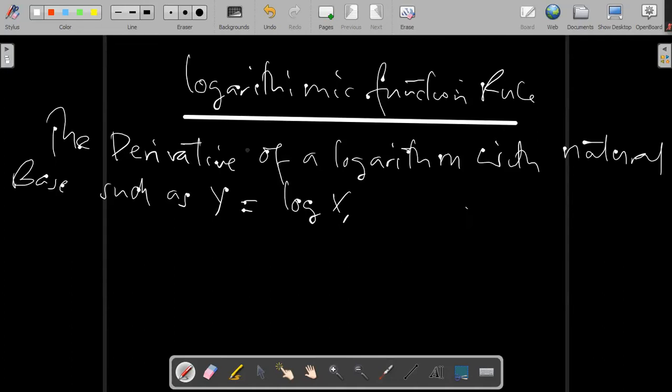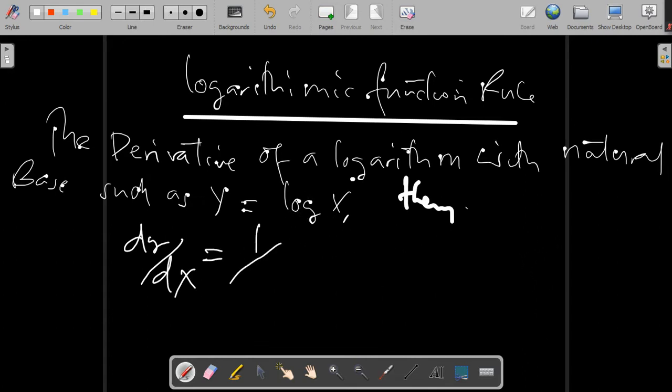Today I'm going to take you through the logarithmic function rule. The derivative of a logarithm with a natural base, such as y equals log x, can be written as dy over dx, which is equal to, when you differentiate log x, 1 over x.